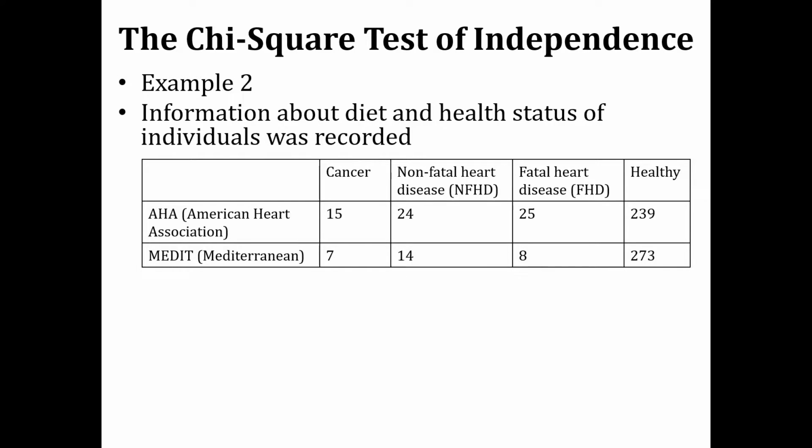So what are the two rows about? The two rows are about one variable, which is the type of diet. And there are two types of diets: the American Heart Association recommended diet and the Mediterranean diet. So the variable which is presented in rows is the type of diet. And the variable which is presented in columns is the health status of individuals. And there are four categories in this variable: cancer, non-fatal heart disease, fatal heart disease, and healthy individuals. So these are the observations that we have.